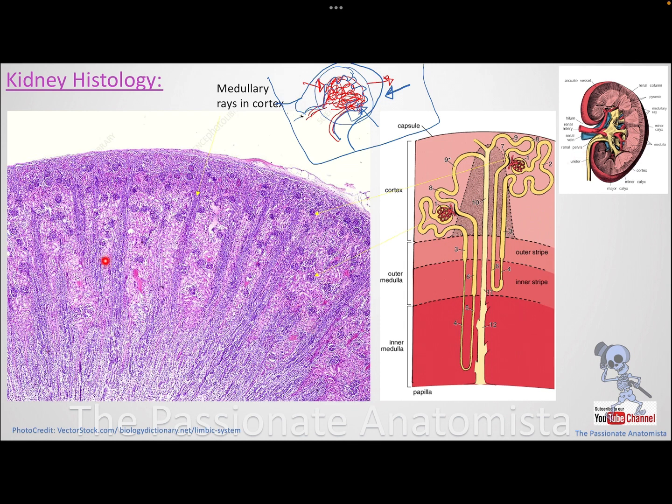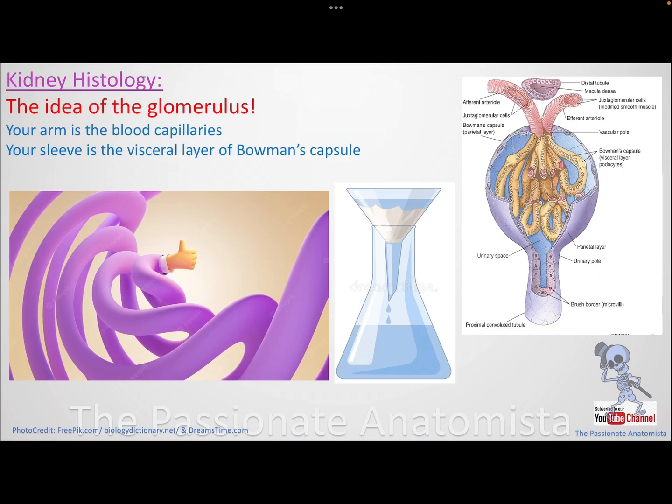So they are lying in the cortex. That's why we call them medullary rays. It doesn't mean that they lie in the medulla. They are trying to reach the medulla. Okay, guys? Now here is the idea of the glomerulus, like I told you guys.